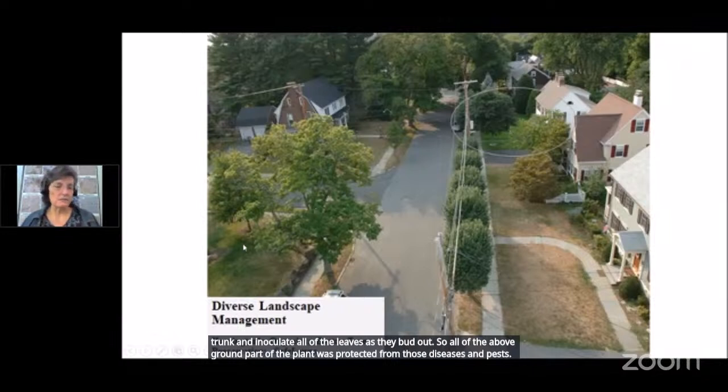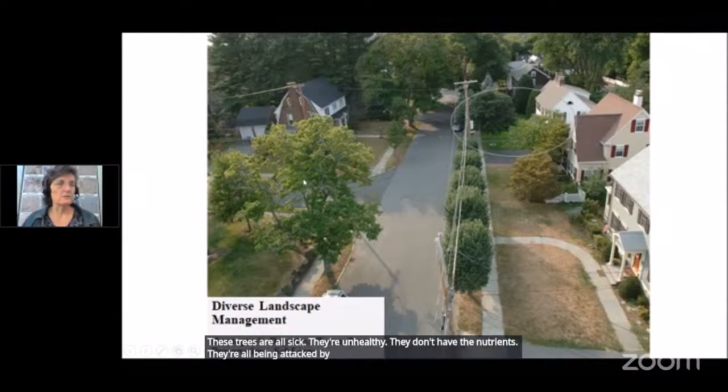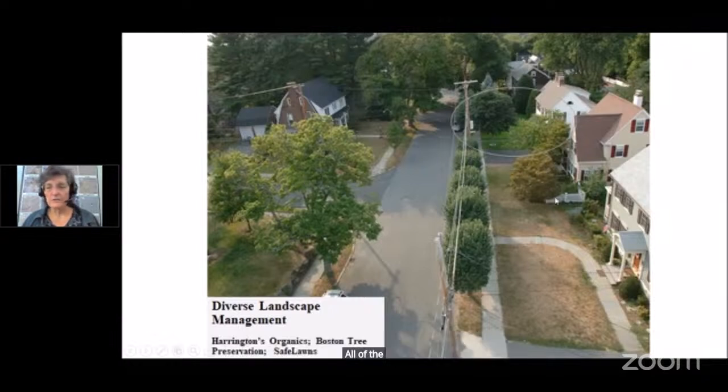Look at the trees in the neighbors' lawns. Look at the bare branches. These trees are all sick. They're unhealthy. They don't have the nutrients. They're all being attacked by caterpillars or aphids or whiteflies. All of the street trees, all of the shrubs, all of the plants, they're showing signs of diseases, lack of fertility. They're being attacked by pests.